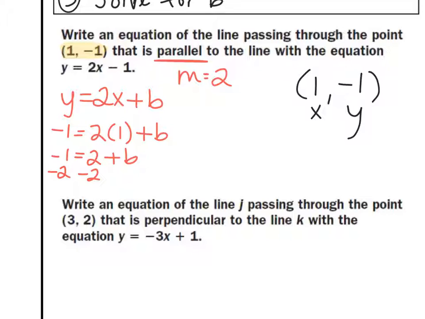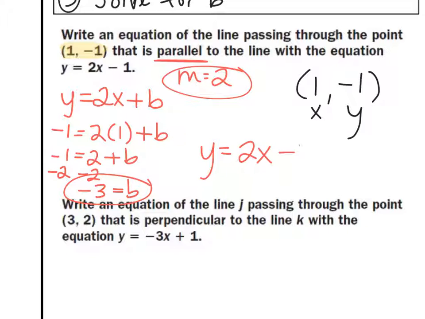So our answer would be -3 equals b. So you have m and b. You put it together in an equation. y equals 2x minus 3. Y equals mx plus b. So make sure you write an equation after you've found m and b.